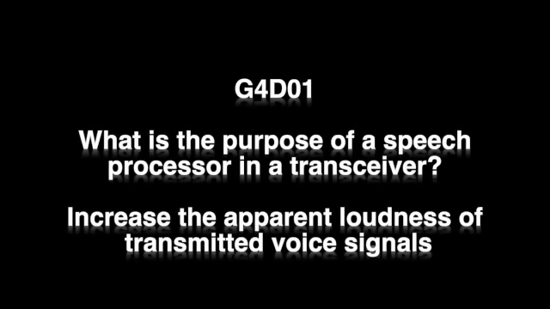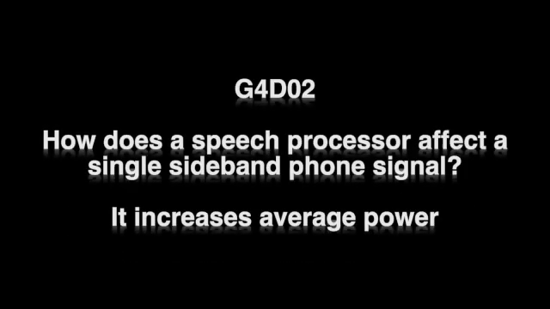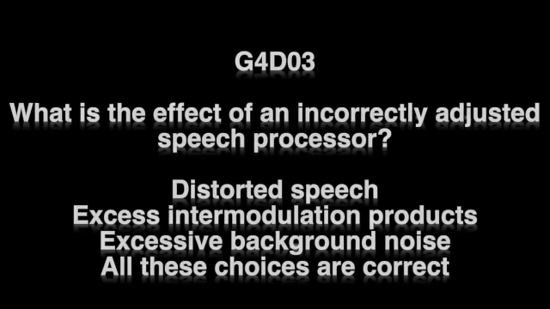G4D01. What is the purpose of a speech processor in a transceiver? Increase the apparent loudness of transmitted voice signals. G4D02. How does a speech processor affect a single sideband phone signal? It increases average power. G4D03. What is the effect of an incorrectly adjusted speech processor? Distorted speech, excess intermodulation products, excessive background noise. All these choices are correct.